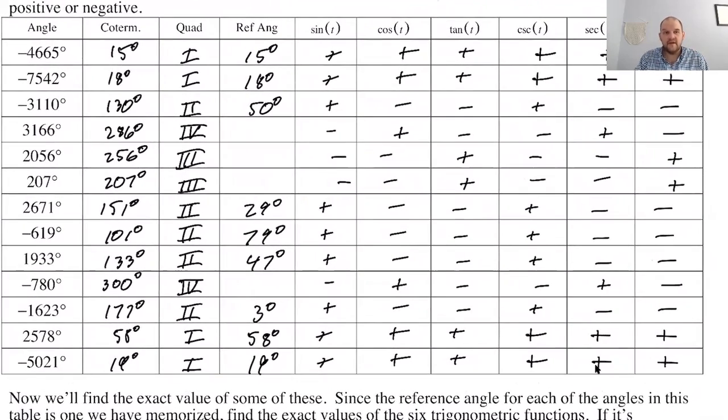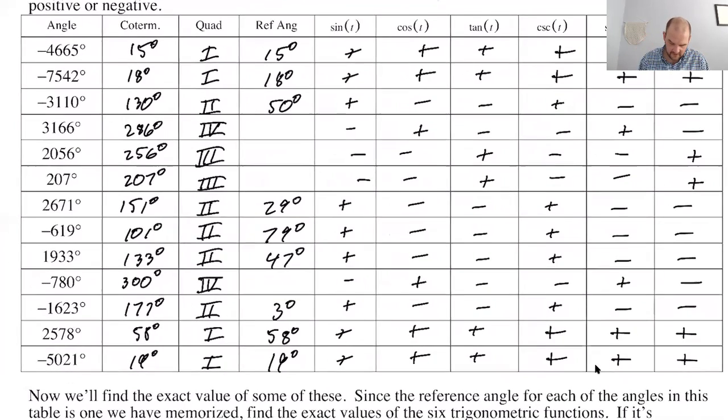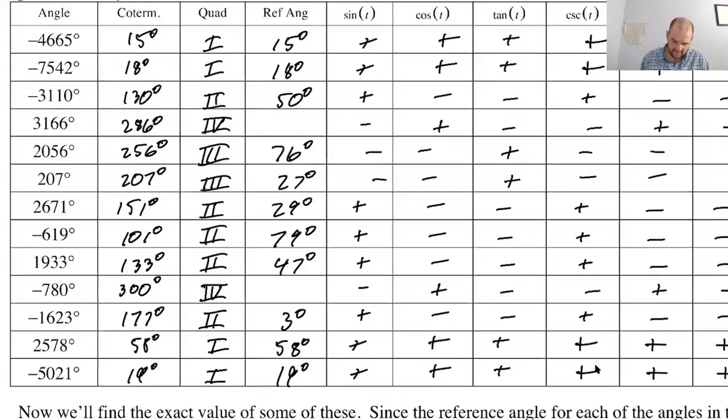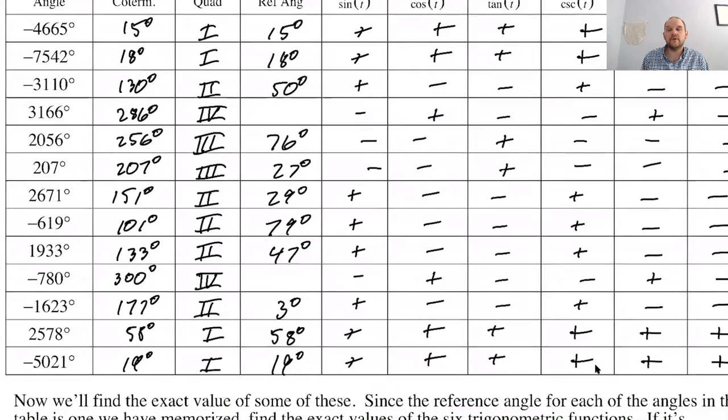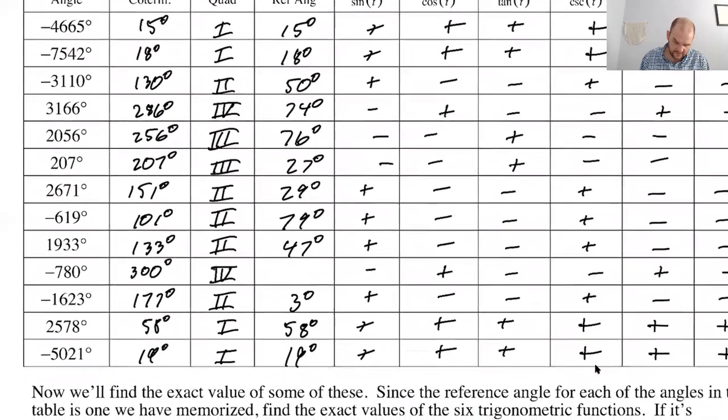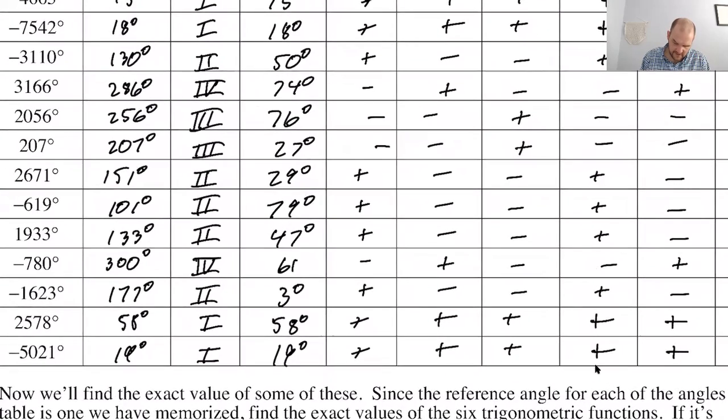Quadrant 3, I want to do the angle minus 180. So where are my quadrant 3's? So 256 minus 180 is 76. 207 minus 180 is 27. And then finally in quadrant 4, 360 minus the angle. 360 minus 286 is going to be 60 and 14, so 74. And then 360 minus 300 is 60, which is why that one's famous. We could have done the exact values if we had chosen to, which we did not.